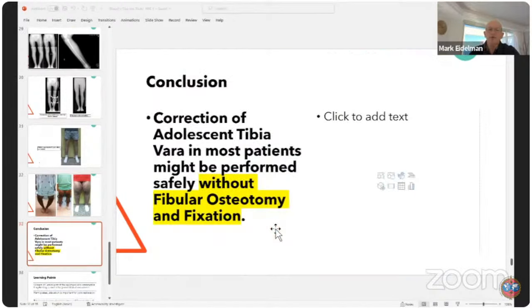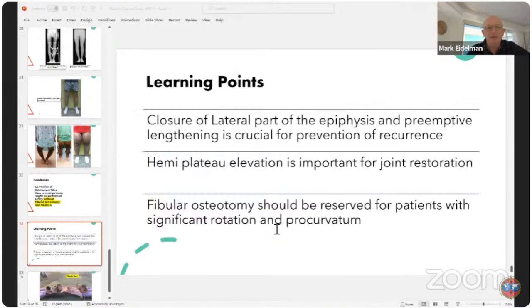In conclusion, correction of adolescent tibia vara in most patients might be performed safely without fibular osteotomy and fixation of the fibula. My learning points: closure of the lateral part of the epiphysis and preemptive lengthening is crucial for prevention of recurrence in Langenskiöld 5-6. Hemiplateau elevation is important for joint restoration. Fibular osteotomy should be reserved for patients with significant rotation and procurvatum. Thank you very much.